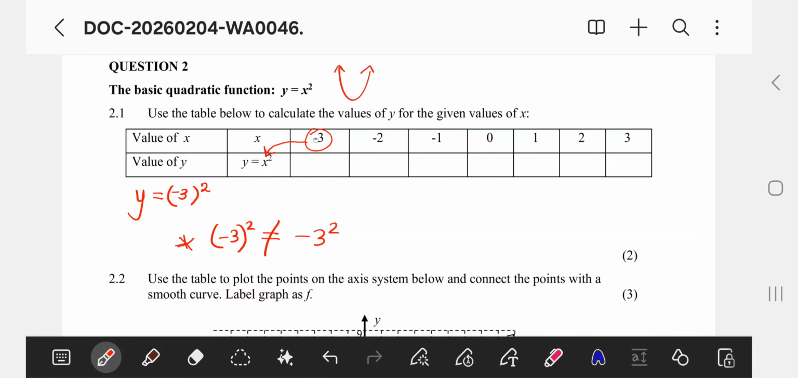Now the first one, we have negative 3 all squared. That is going to give us positive 9. Negative 2 all squared, again the negative 2 is inside a bracket. Negative 2 all squared is 4. Negative 1 all squared is 1. 0 squared is 0. 1 squared is 1. 2 squared is 4. And 3 squared is 9.